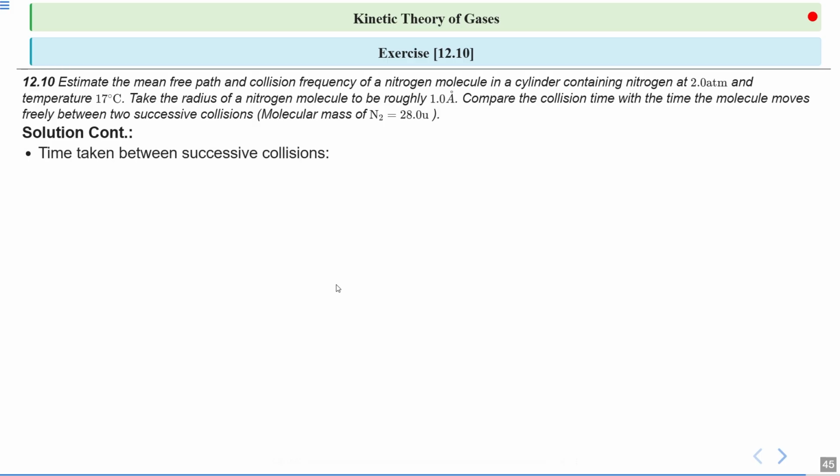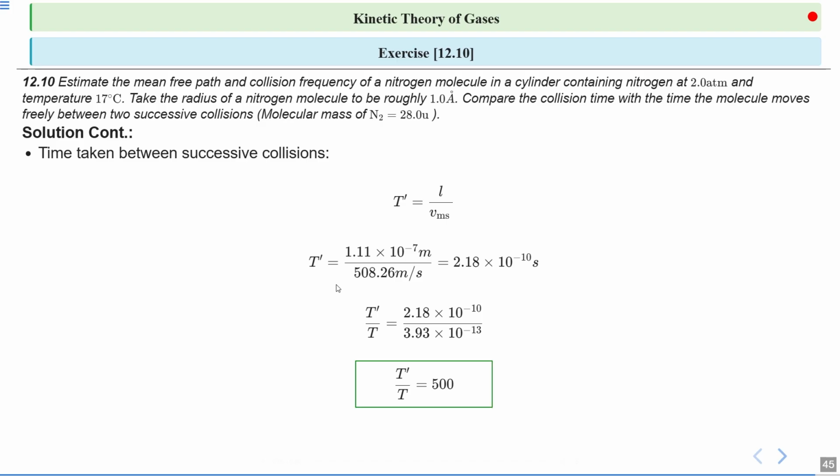So time taken between successive collisions. This is an important concept because it tells us how long a molecule moves freely before hitting another molecule. So T prime equal to L by V_rms. So just put the values and you will get T prime equal to 2.18 into 10 raised to the power minus 10 second, and so take the ratio. So we will get 2.18 into 10 raised to the power minus 10 divided by 3.93 into 10 raised to the power minus 13. This ratio will give us a sense of how much longer the molecule moves freely compared to the time it spends in collision.